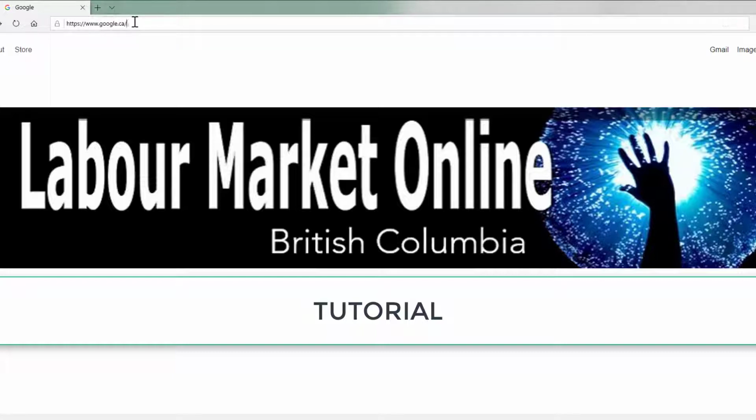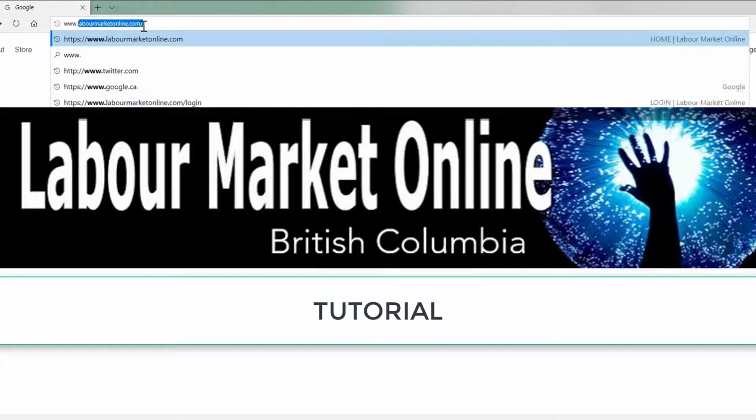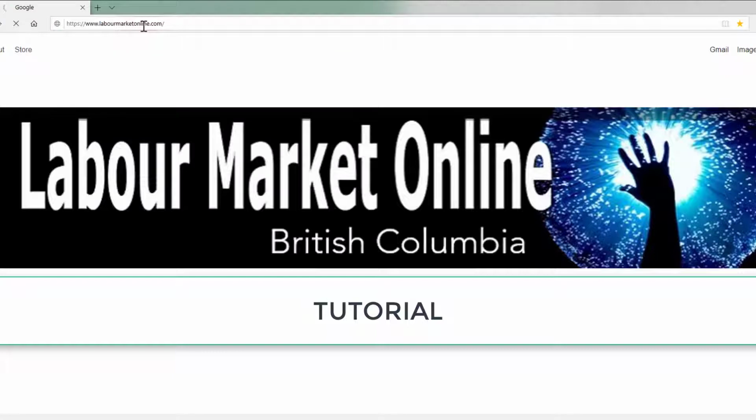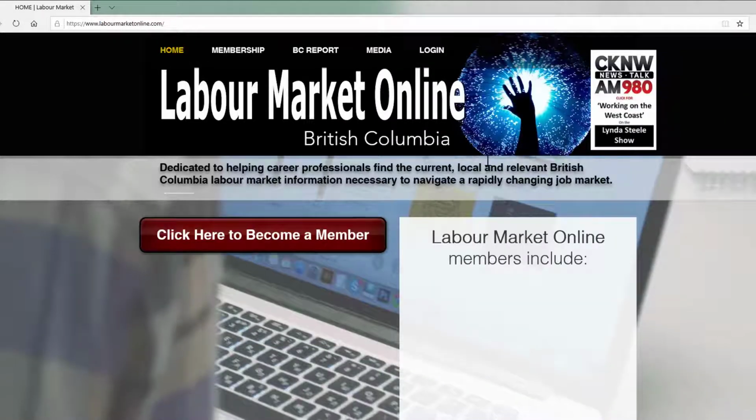We just start off by going to www.labourmarketonline.com, and immediately we are put into the main screen. I'm going to click on Login.